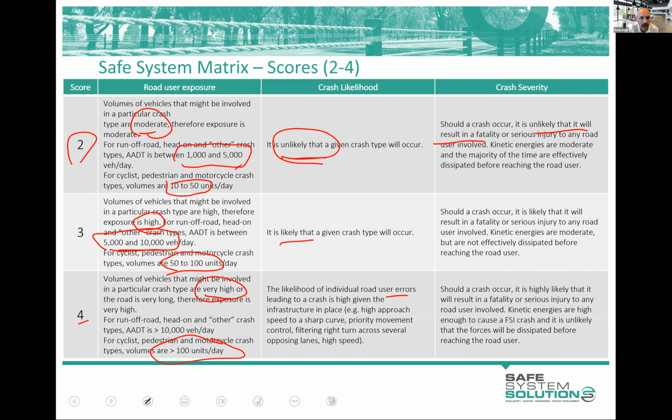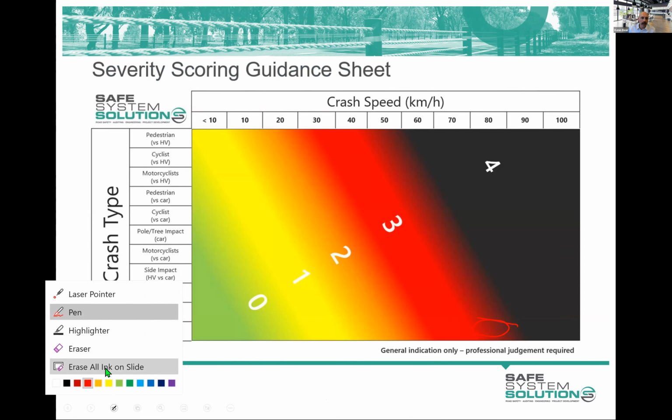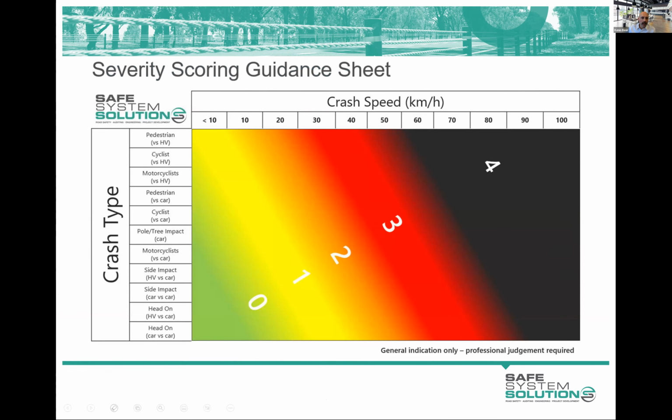Unlikely to result in fatality or serious injury. Likely to result. Highly likely to result for a 4. But this is where this little chart should help you, and one of the purposes of developing it was to assist in exactly that. Different crash types, but I do stress you need to judge it yourself, but this should help you along that journey. And is it a 4, a 3, a 2, 1, a 0, or is it somewhere in between those?